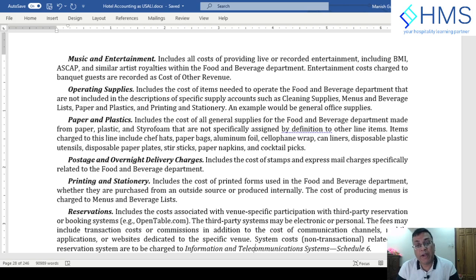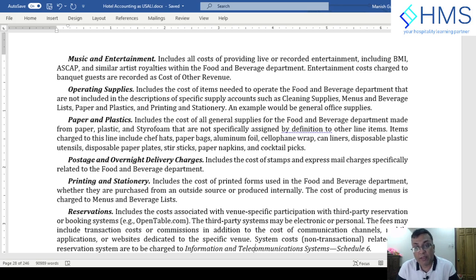Then you have operating supplies. Operating supplies are usually the items which are charged in the normal operation of the F&B outlets, excluding those which are specifically listed as cleaning supplies, menu and beverage, paper and plastic, or printing and stationery, like general office supplies, or maybe the general serving supplies in the F&B restaurant. The cost will go to this line item.